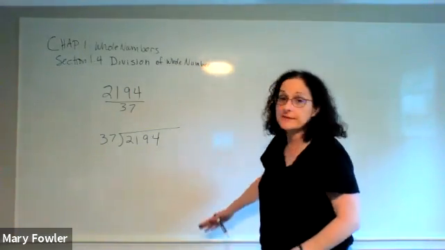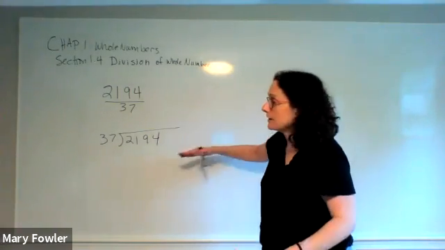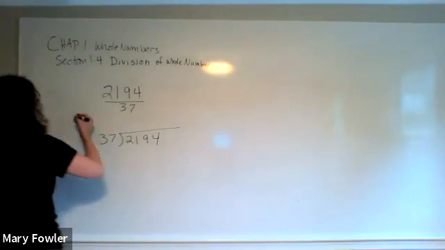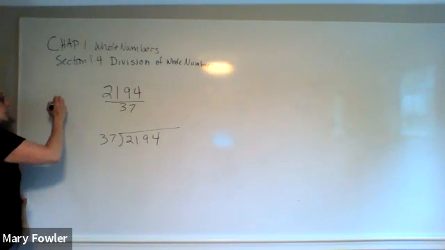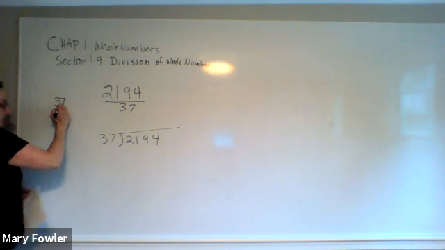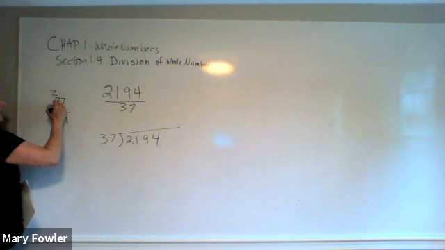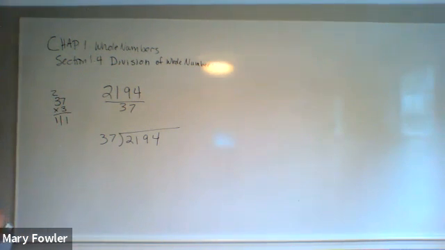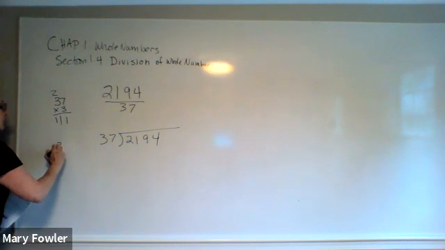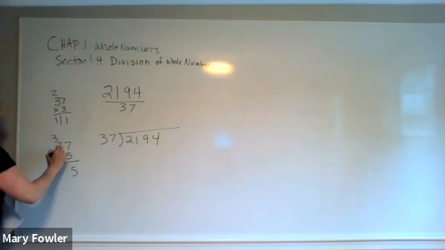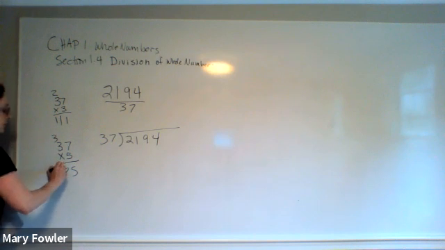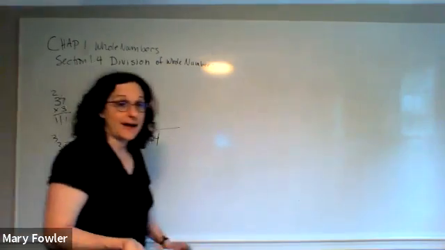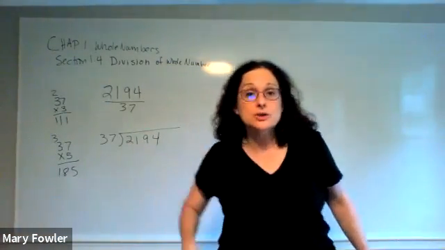Well, I recommend that you organize on the side of your problem some guesses. So let's think about what is 37 times 3? 111. Well, that's really too low. Maybe we can jump up to 37 times 5. 185. Well, maybe that's right, but I'm not sure. So let's do one more.